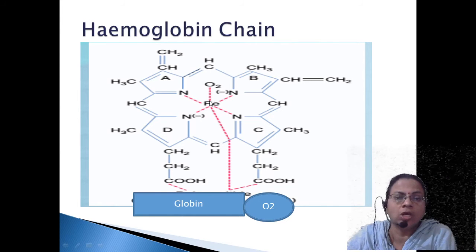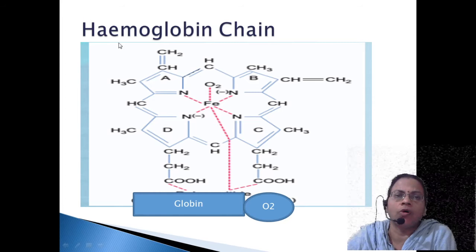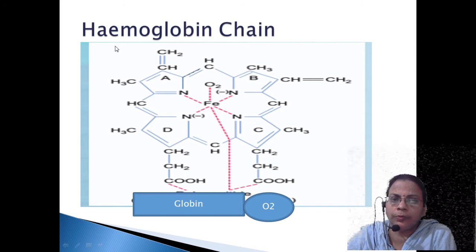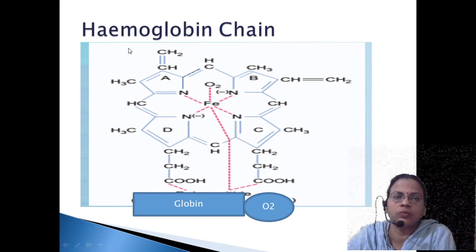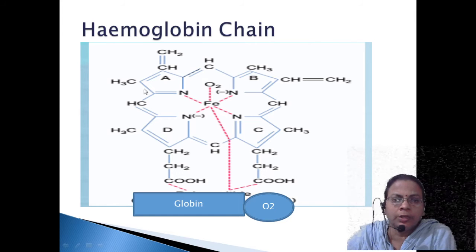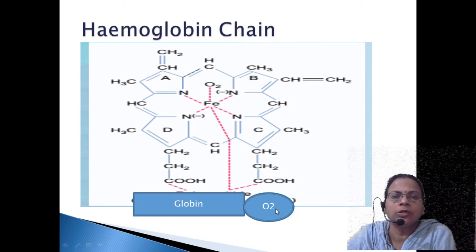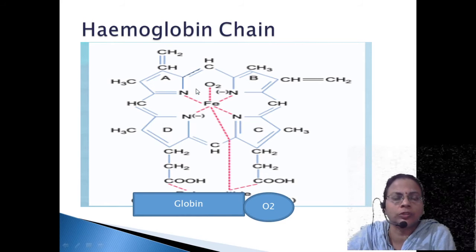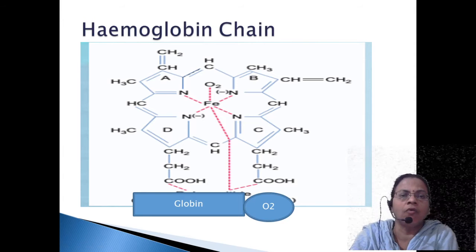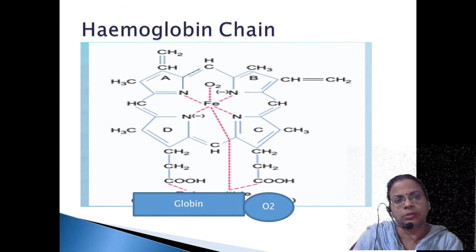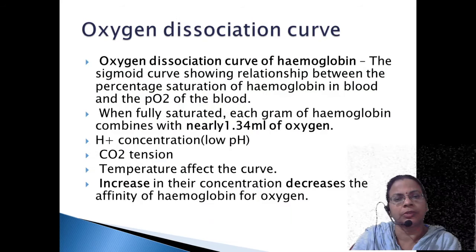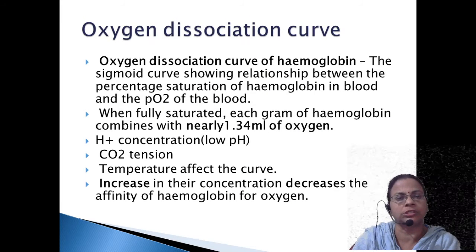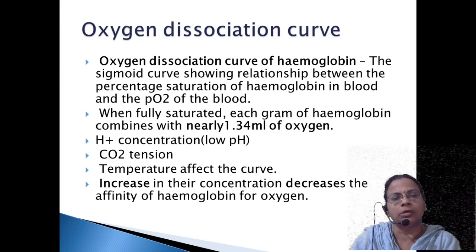Like that, how many chains? 4 hemoglobin chains form 1 hemoglobin molecule. And each hemoglobin chain can combine with 1 molecule of oxygen. So since 4 chains are there, 4 molecules of oxygen can be carried by 1 molecule of hemoglobin. I hope that part is clear. In that form, 97% of oxygen will be combined with the hemoglobin.